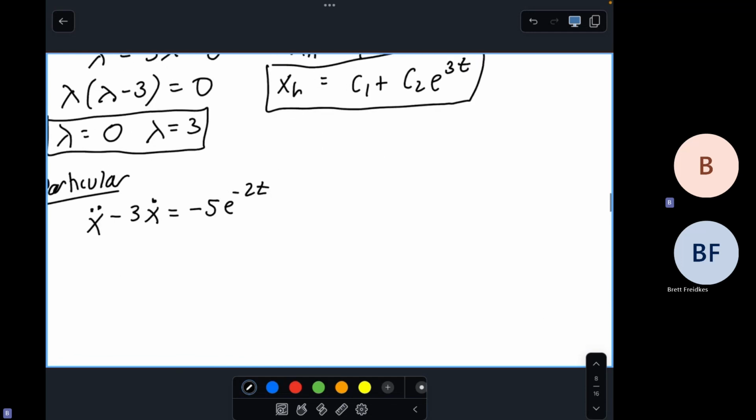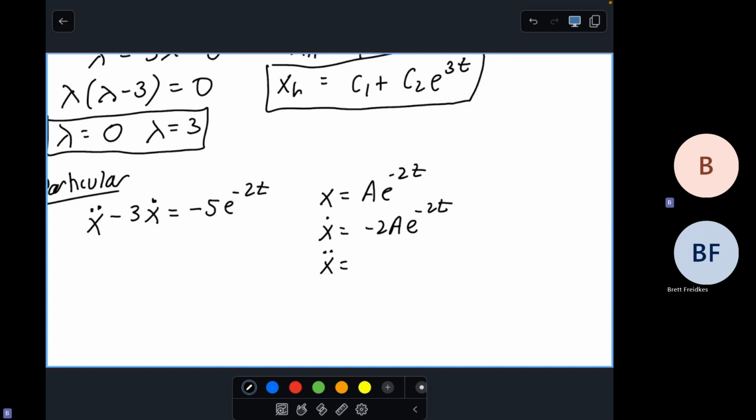So that means that we will assume that our x is a e to the negative 2t. Do we see that? Now we'll take derivatives and repeat the process. X dot is negative 2a e to the negative 2t. We're taking the derivative of the exponential. The negative 2 comes down.